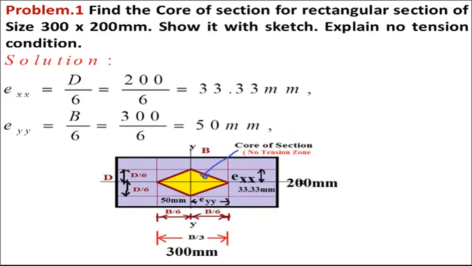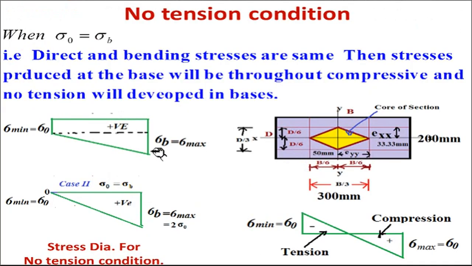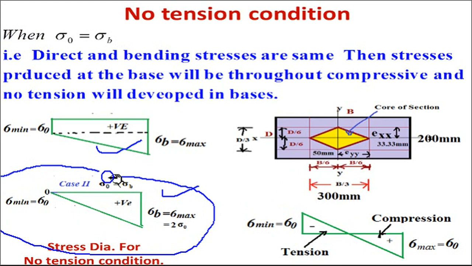Now it is also asked to explain the no tension condition. So already I have explained this condition. No tension condition means what? Whenever the load is acting on this yellow portion, when sigma 0 is sigma b, in that case the stresses produced will be throughout compressive. So this diagram will be obtained for the no tension condition. Actually this is the diagram for the no tension condition. Stress produced will be throughout compressive.